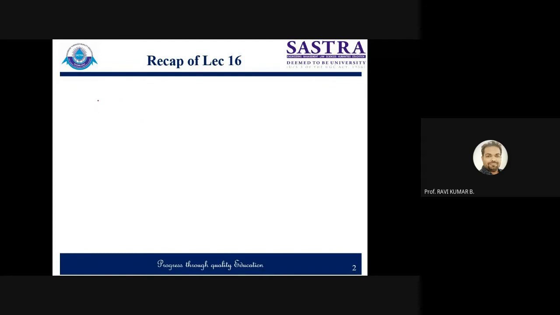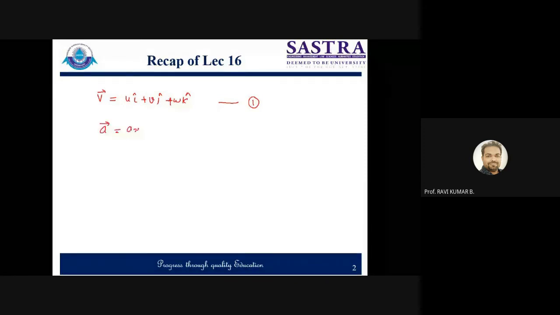We have discussed velocity first. We always talk about the velocity vector, which is given by ui, vj, and wk. This is the standard way we write the velocity vector for the three-dimensional case. From this, you derive the acceleration. Acceleration also has the same form, a_x, a_y, and a_z. This is the total acceleration, or substantial acceleration, as we used to say. Either total or substantial, both are the same.